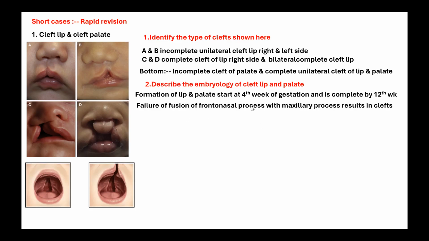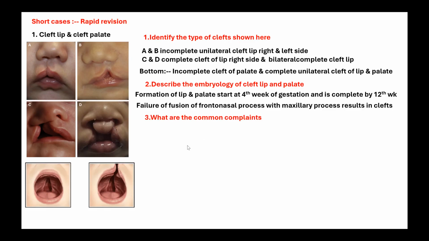Failure of fusion of the frontonasal process with the maxillary process results in all sorts of clefts. So remember these two: the frontonasal process, which comes in the midline, and it is joined by two processes from the lateral side, the maxillary processes.